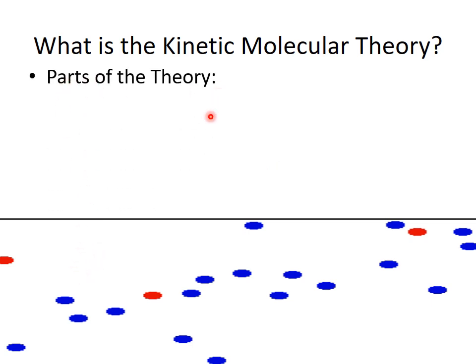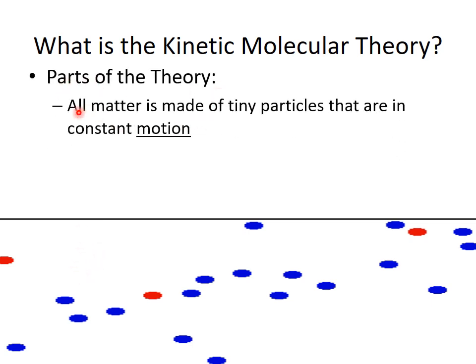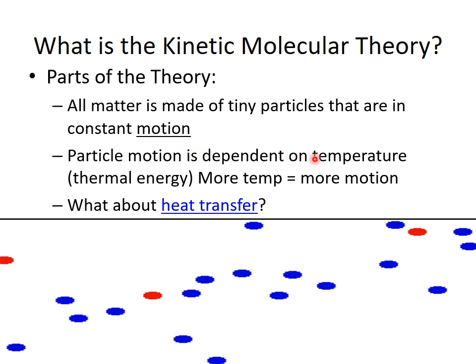Parts of the theory that you have to know, just in quick summary, is that all matter is made up of tiny particles that are in constant motion, and that particle motion is dependent on temperature, or the amount of energy they have. The more energy they have, or temperature, the more motion you get. And this also results in heat transfer between things.